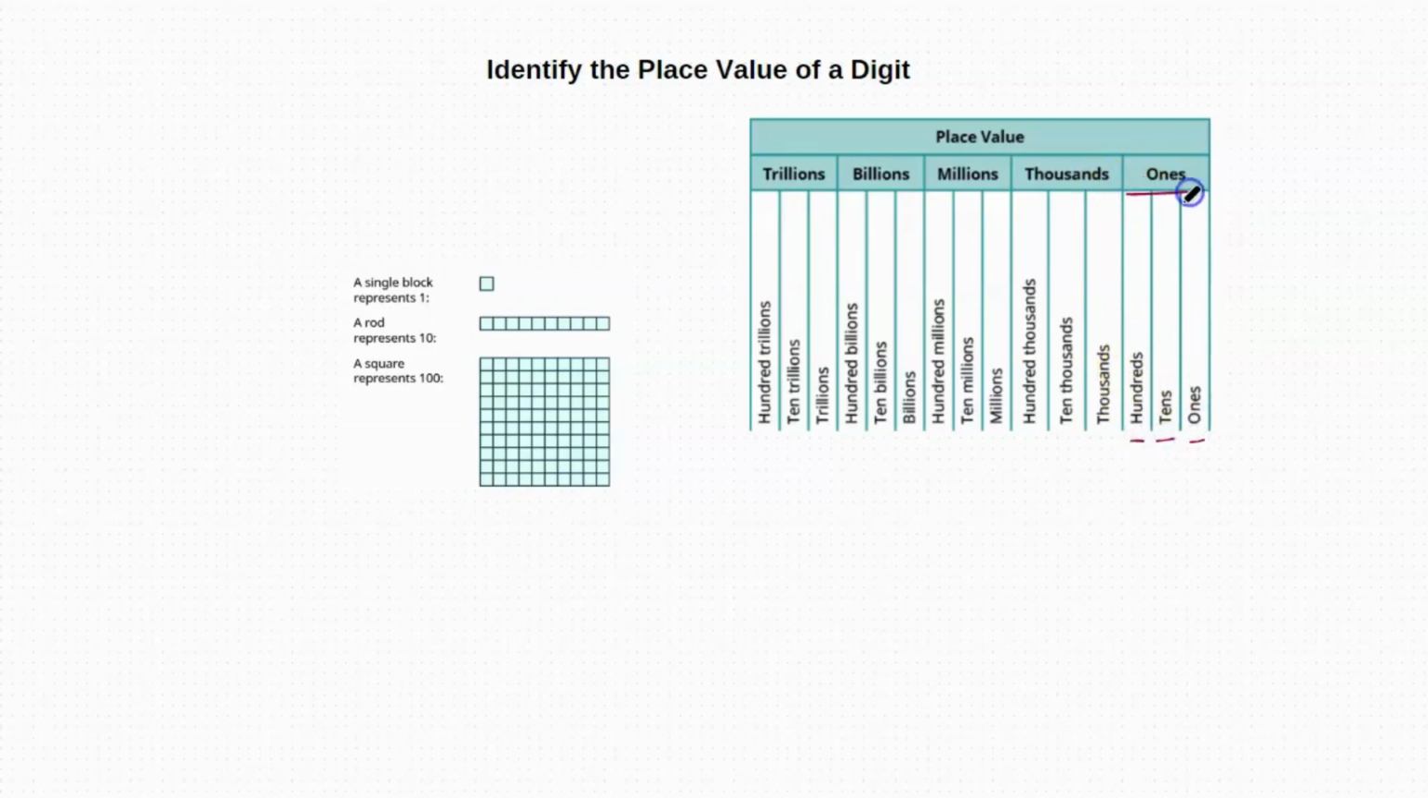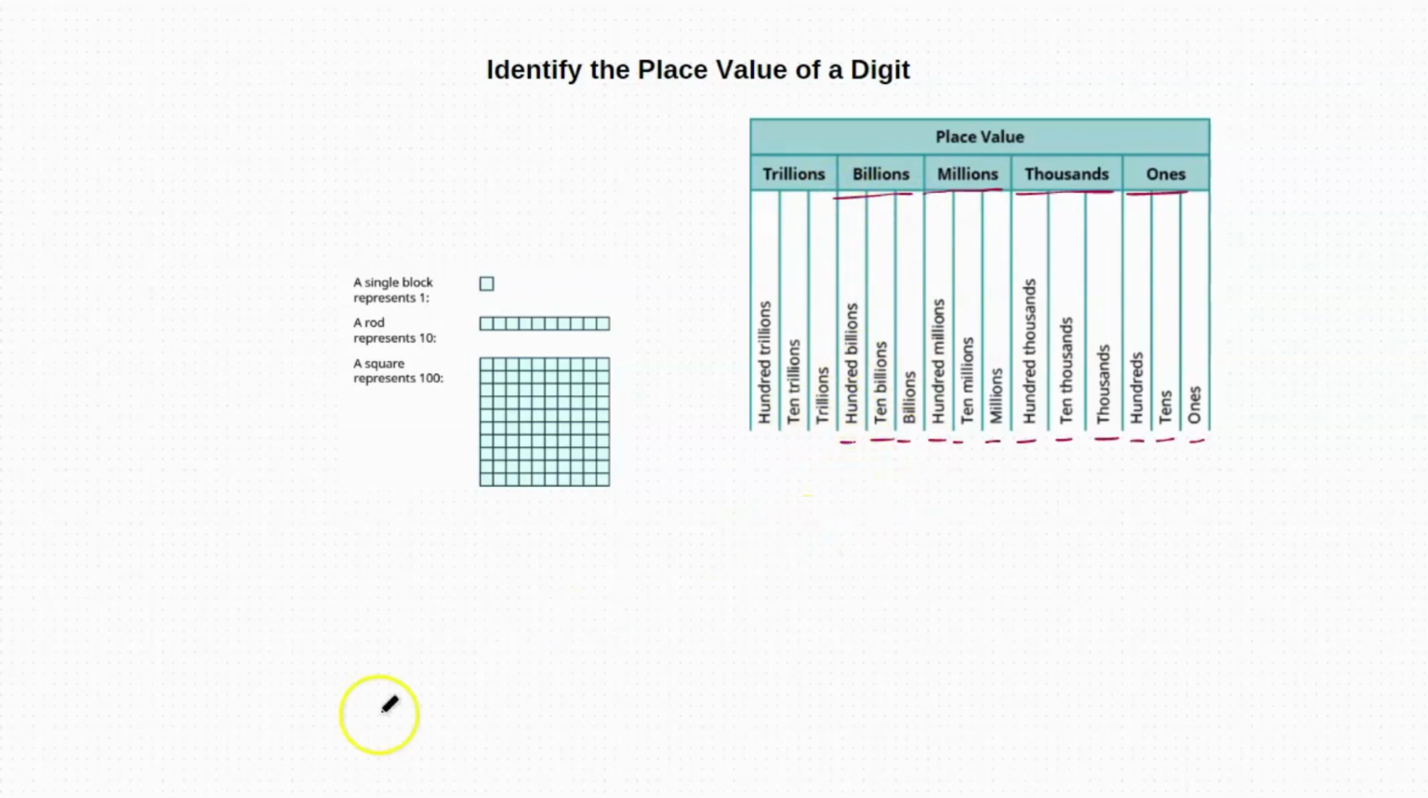If you look here, we can see that these ones, tens, and hundreds make up the period ones. Thousands, 10,000s, and 100,000s make up the period thousands. The millions, 10 millions, and 100 millions make up the period millions. Billions, 10 billions, and 100 billions make up the period billions. So this is how the place value chart works.